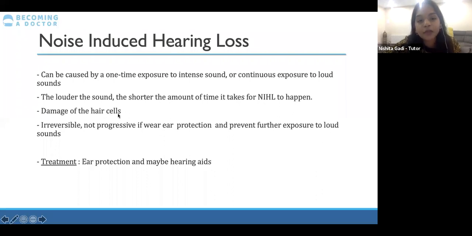What happens is there's damage to the hair cells. Remember in the cochlea, there are the hair cells, and if there's a lot of noise, there's going to be damage to them. This is irreversible, but it won't be progressive. It won't get worse if you wear ear protection and prevent further exposure to loud sounds. Treatment for this is just ear protection. But if it's really affecting quality of life, you could also have hearing aids. Usually, you just use ear protection to prevent further hearing loss.